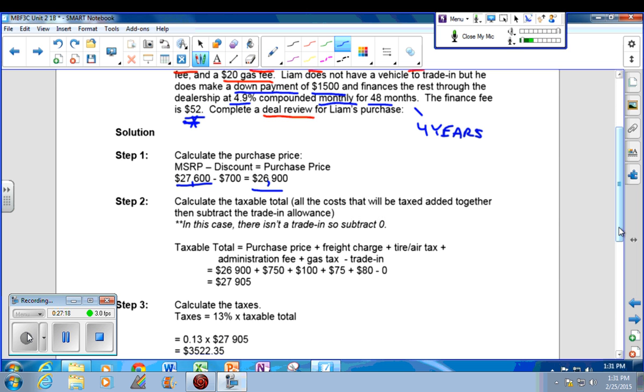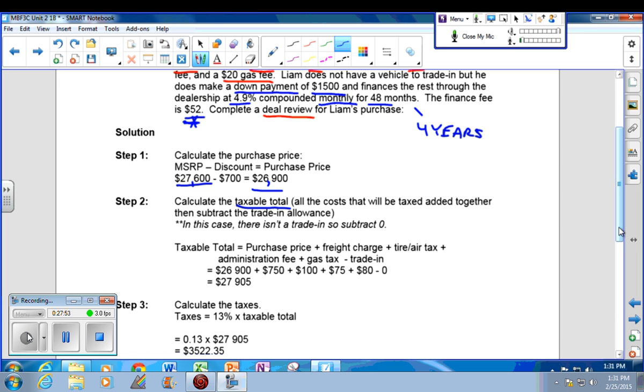Okay, and then step two, calculate the taxable total. So the taxable total, these are things that are taxed. It's usually if you have a bunch of things that have tax on them, GST or whatever it is, then you want to have them all and do your calculation instead of trying to figure out the tax on each one. That's just tedious. You just add them all up, and then you find out what the tax is. And they're going to show you if you go down the deal review.